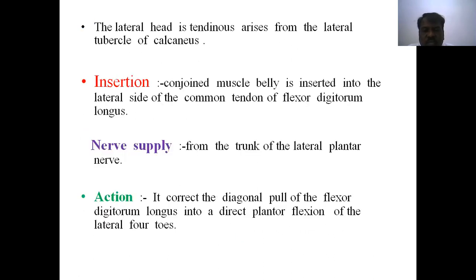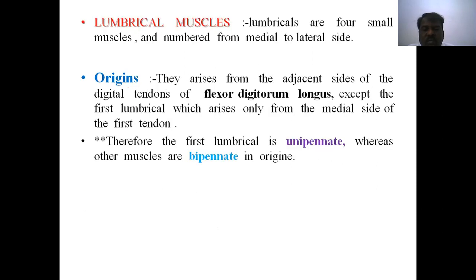The nerve supply is from the lateral plantar nerve. The action is to correct the digital diagonal pull down to the base of the middle phalanx. The first lumbrical is a unipennate muscle. The remaining three are bipennate muscles. You may expect this as a viva question or MCQ.